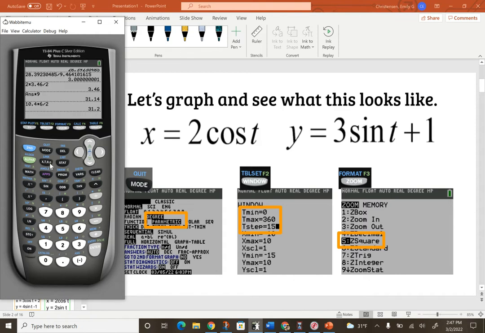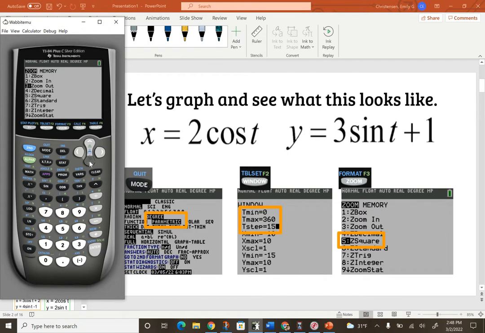First, you've got to check your mode. Let's just set it to degree and parametric, so I'm good there. My window, if I'm in degrees, we should go 0 to 360 to go all the way around. T-step means I'm just going up and getting a data point every 15 degrees. And then I'll go to my y equals and plug in x equals 2 cosine of t and y equals 3 sine of t plus 1. And then you do zoom square.